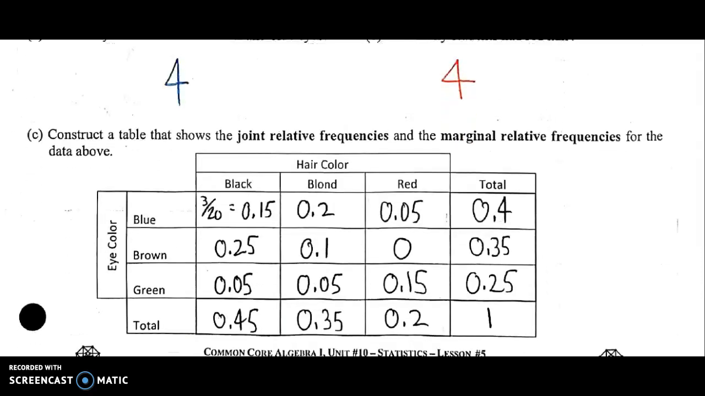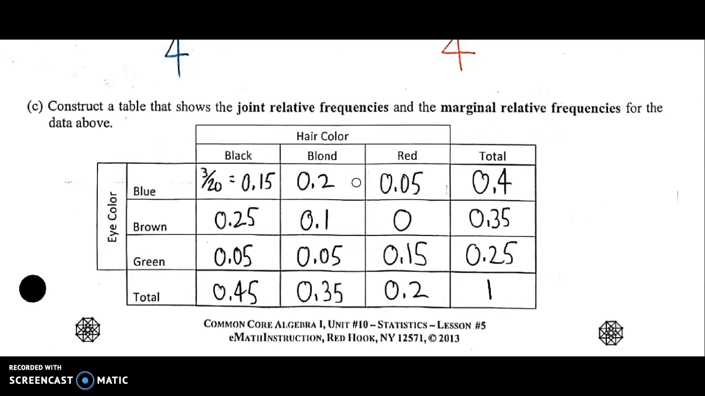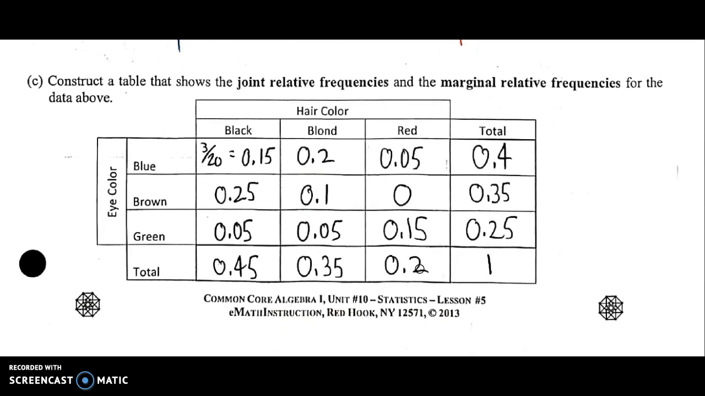And notice you could do the same thing for the totals off to the side. If I add down a column, if I add up 0.15, 0.25, and 0.05, it should give me that correct total. Blonde, if I add up that category, I get 0.35, and red hair, same thing, I get 0.2. Another thing to notice is that your bottom corner should add up to 1 because, again, 100% represents all of the frequency.